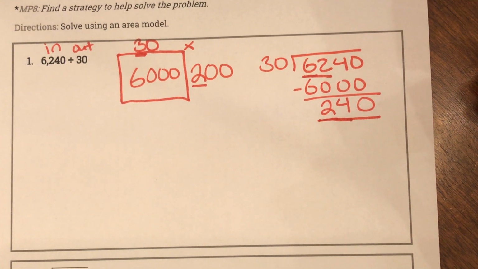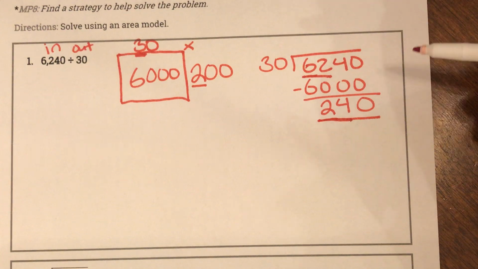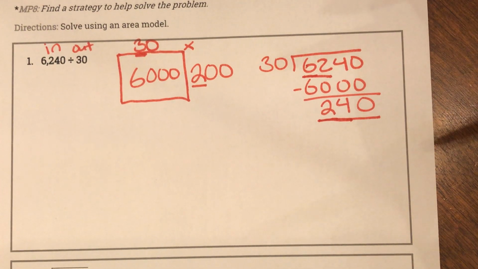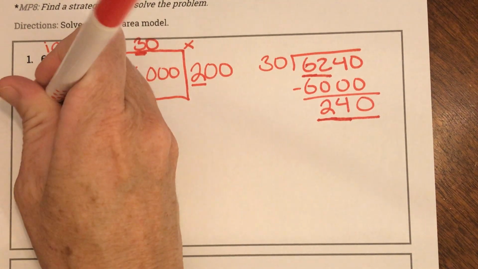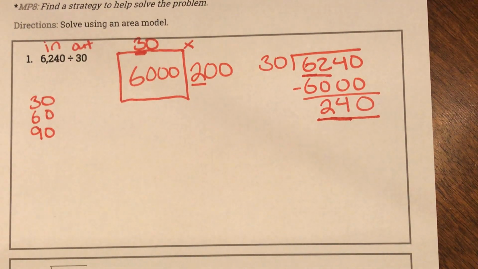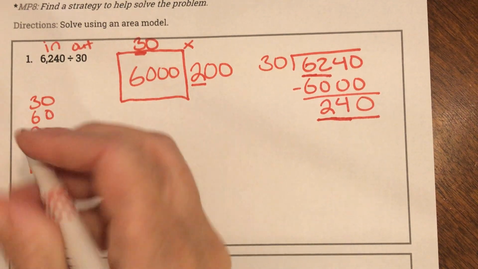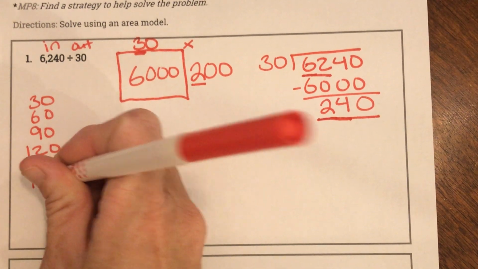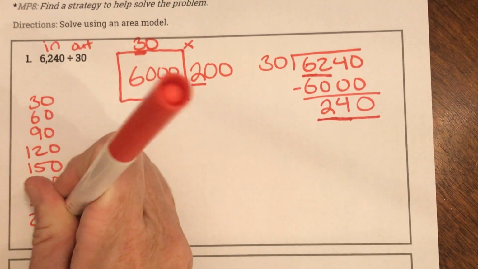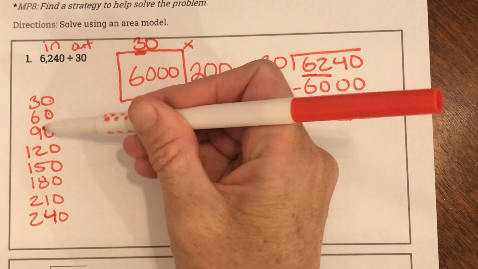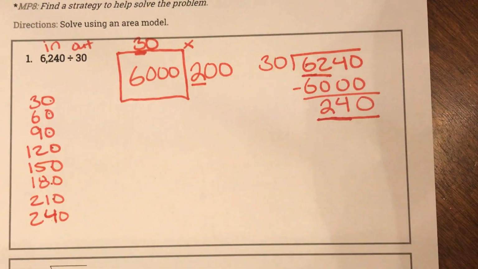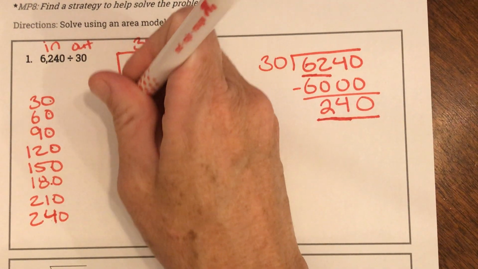Or if you could count by 30s, I know that if I could count kind of by 30s, I could even list them here. I could say 30, 60, 90, 120, 150. Notice knowing my 3 times tables is helping me. 180, 210, and 240. So I kind of listed them using that. So how many were there? 1, 2, 3, 4, 5, 6, 7, 8. So I think it's 8.